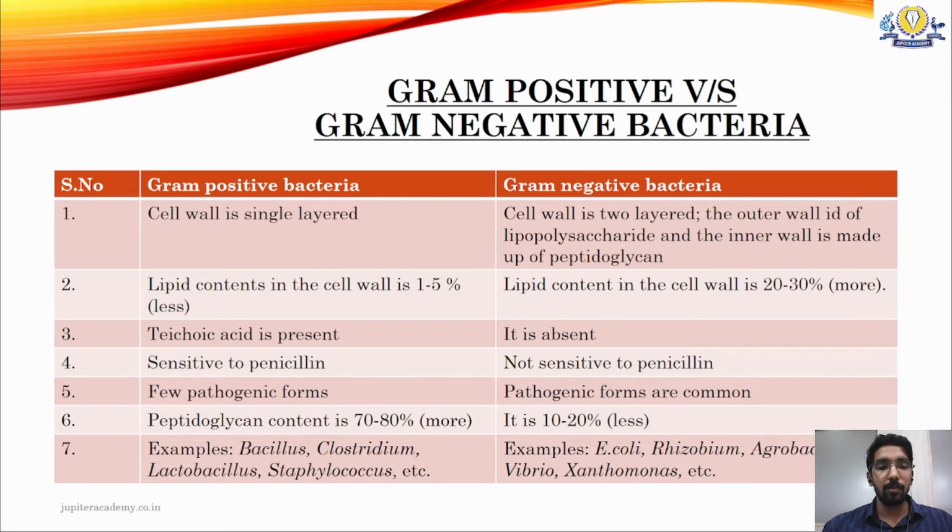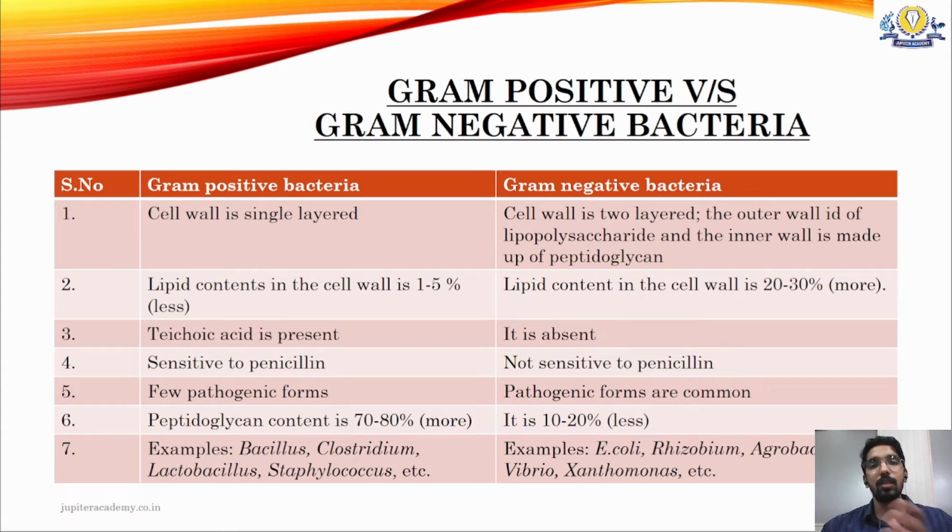The most important examples of gram-positive bacteria are Bacillus, Clostridium, and Lactobacillus. All these bacteria are domestically important to mankind. Lactobacillus helps in the formation of curd, and Bacillus also, and Clostridium too. And for gram-negative bacteria, the most important example is E. coli.